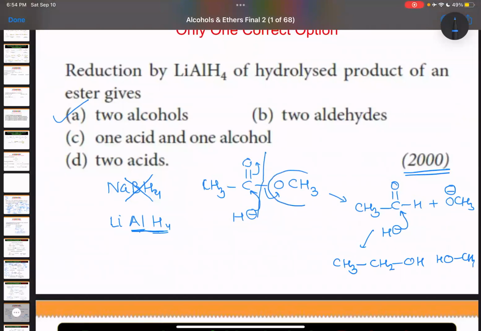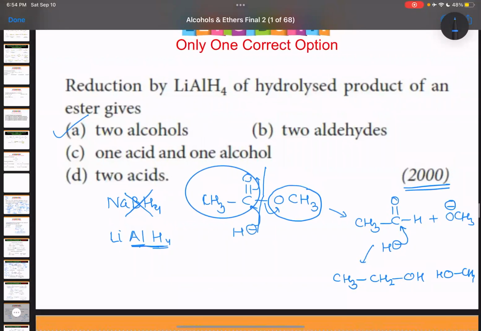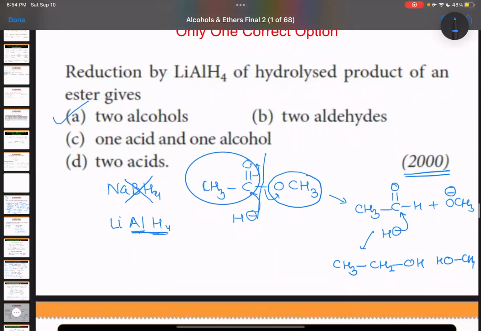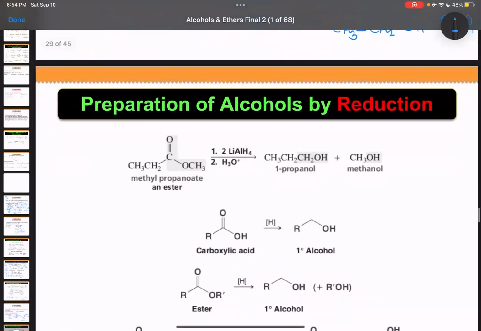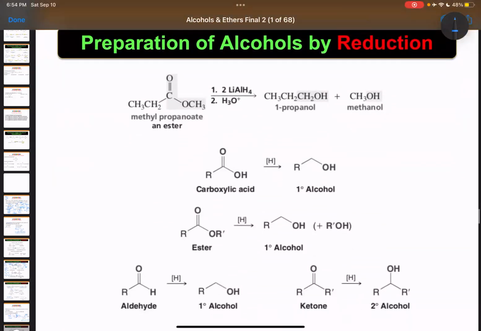So what you are going to do is demarcate like this. This is the alcohol of one carbon atom, and this is going to become the alcohol of two carbon atoms. So it can be asked whether it is going to give you one type of alcohol or two different types of alcohol. You can quickly check that. But with NaBH4 it is not going to react. This is the trick.